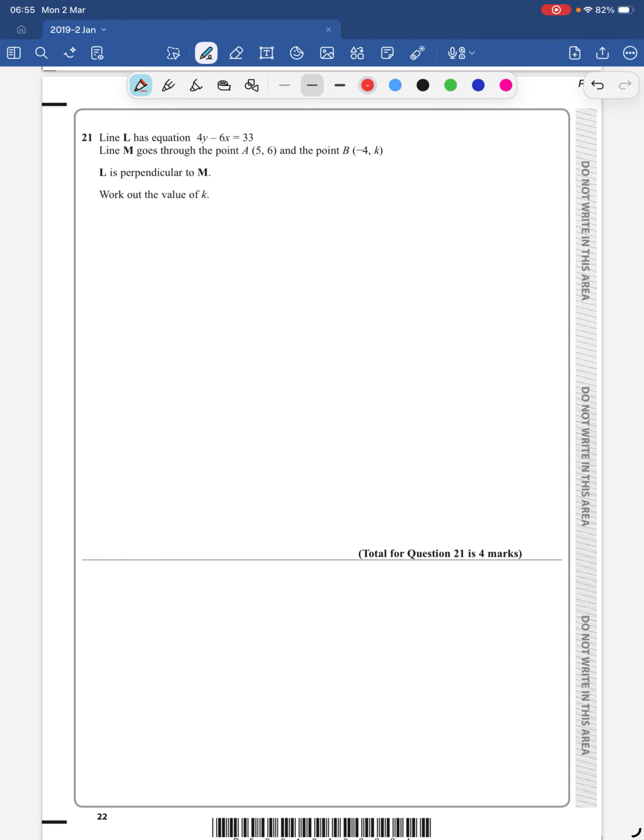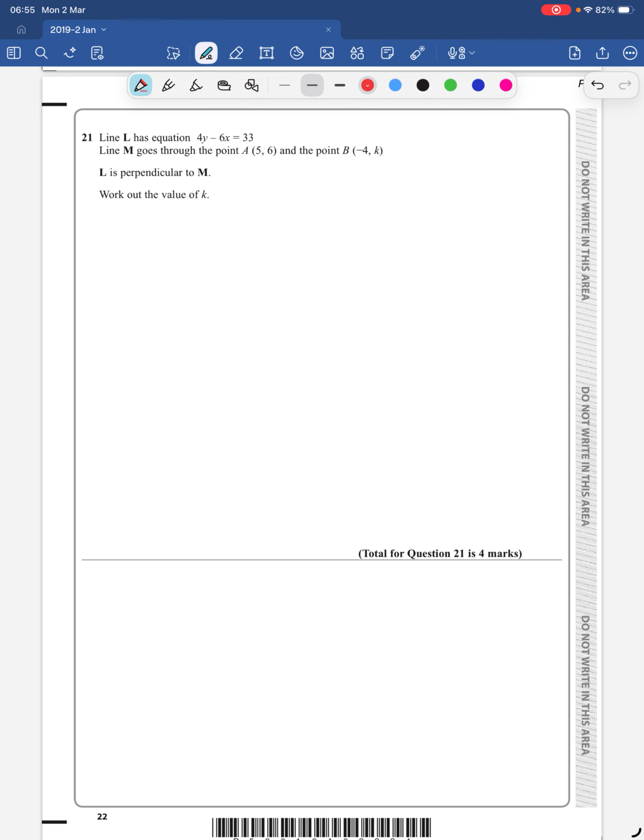Okay, coordinate geometry. I've been given the full equation for L, and then I'm given M and 2 points, but one of them has a y coordinate of k. I'm told that L is perpendicular to M, and I've got to work out k. The way I'm going to go about this is I'm going to rearrange L's equation in the form y equals mx plus c, and it's not there yet. That gives me the gradient of L, and that allows me to work out the gradient of M.